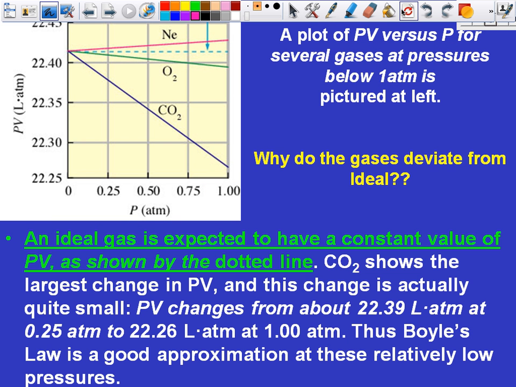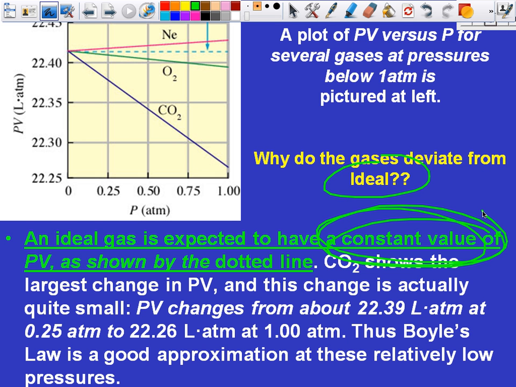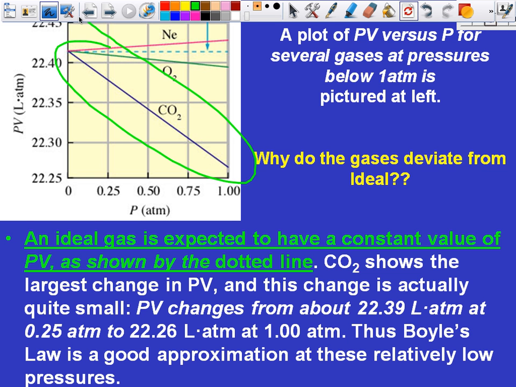So why do the gases deviate from ideal? Well, they're not ideal. They have intermolecular forces. They have inelastic collisions. So again, what I would recommend is to go back and look at the previous slide where we talk about the kinetic molecular theory and ideal gases. An ideal gas is expected to have a constant value of PV, shown by the dotted line. And again, that's an ideal gas. CO2 shows the largest change in PV, which is this large drop.